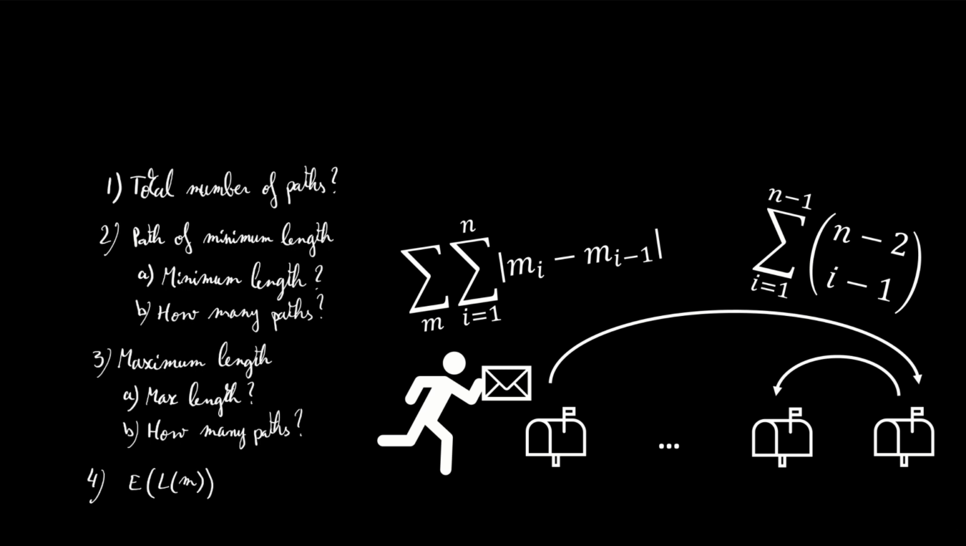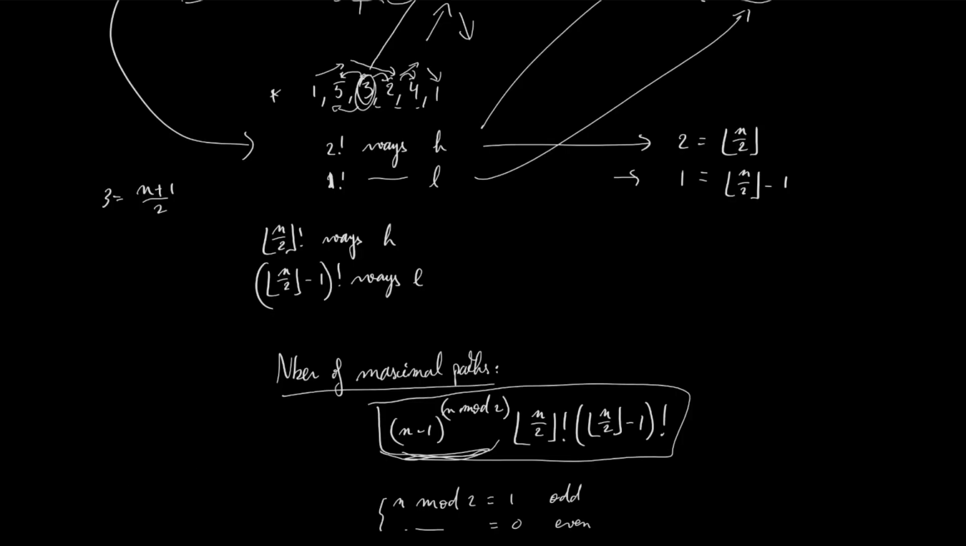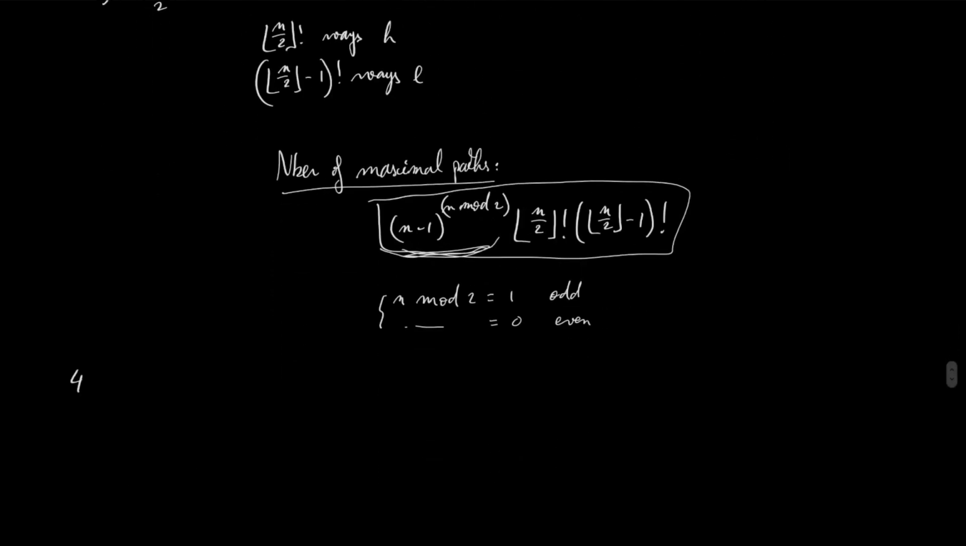In this video, we are going to calculate the expected value of the length of a path among all the possible paths that the Mailman can take. So now let's address the final question, which is the expected value of the length of a path.